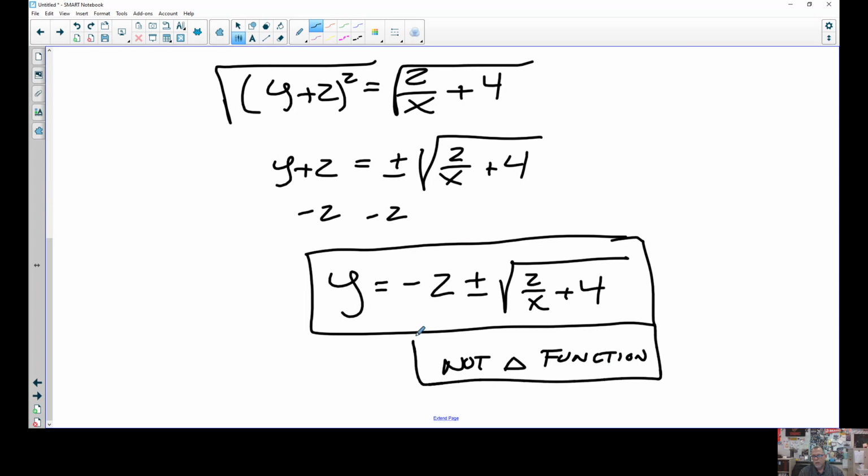All right. And again, just a nice demonstration of where else we could use completing the square besides solving a quadratic. We can use it to find an inverse given that situation. All right. Almost done.